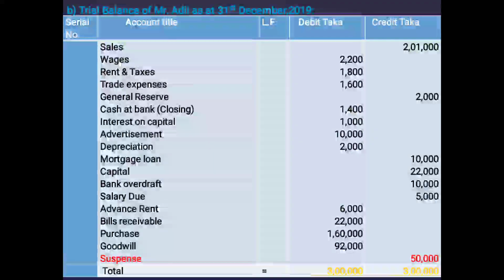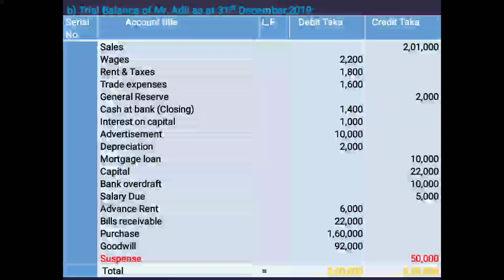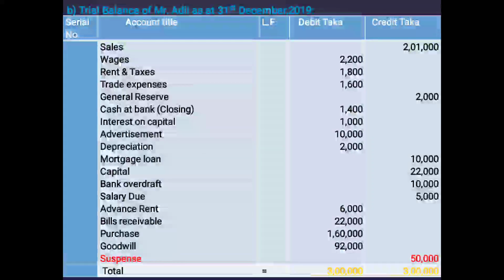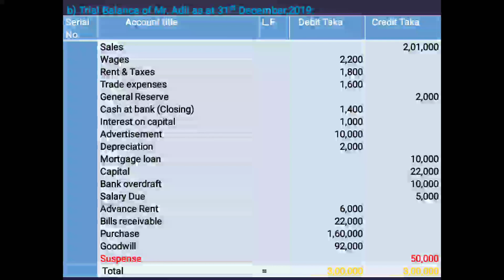General reserve, another name is reserve fund. From the rules and procedure of preparing a trial balance, general reserve or reserve fund or bad debt reserve, bad debt provision, always shows a credit balance. So in this stem, general reserve taka 2,000 is credited in the trial balance.